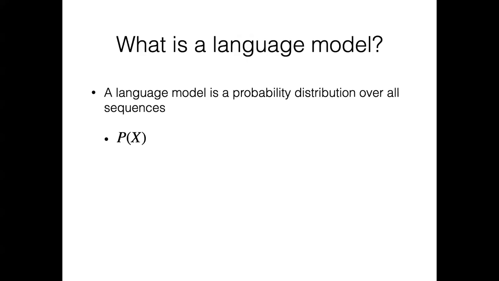So now we can talk about language modeling. What is a language model? At its core, a language model is a probability distribution. The distribution is over all possible sequences, some type of sequence, and we're going to denote a sequence here as X. This could be a sentence, it could be a document, whatever you're aiming to model with your language model.